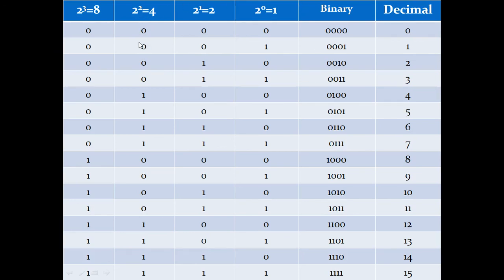So what is it? This is the binary equivalent of decimal number 0. This is the binary equivalent of decimal number 1, 2, 3, 4, 5, 6, 7, 8, 9, 10. See, up to 15 we have got the binary equivalent. So it is very simple. According to the positional weight, we can find the binary equivalent of all the decimals. We can even continue for 16, 17 and so on.